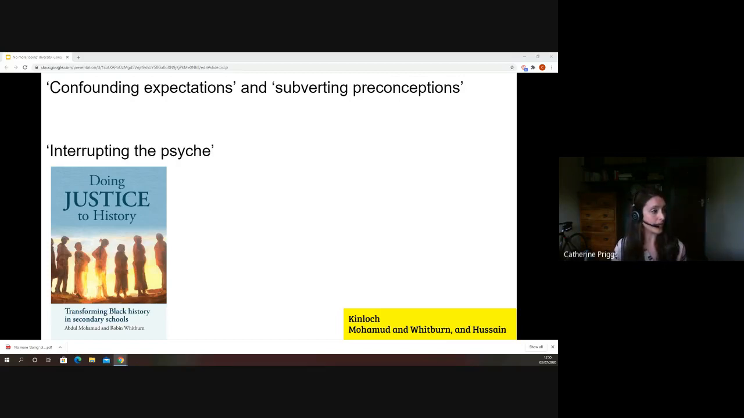Mohammed and Whitburn, and if you haven't seen this book, I absolutely recommend you getting it. I think it's essential to any department that are planning curricular change at the moment. They write of seeking to interrupt the psyche of students in the classroom. They, and in later work with Michelle Hussain, emphasise the need for curricular content that forces students to consider issues of justice, and they relate this to the disciplinary rationales for teaching the subject. They argue that a curriculum which embraces a diverse past helps to build respect for otherness.